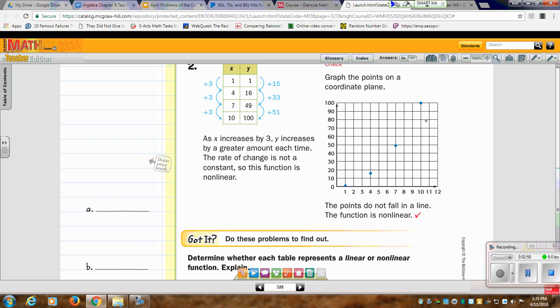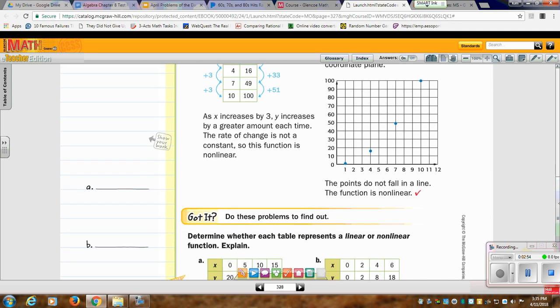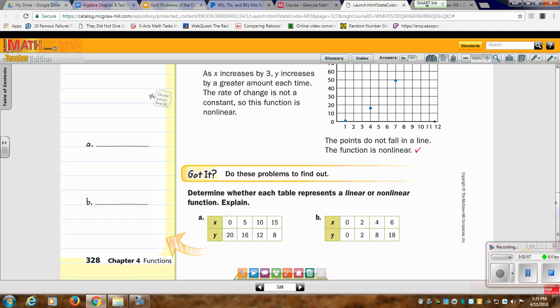So I want you to pause the video and do the got it problems below. We won't type in those answers yet. We might do a different got it problem. So pause the video, do problems A and B, and then start the video to check your work.